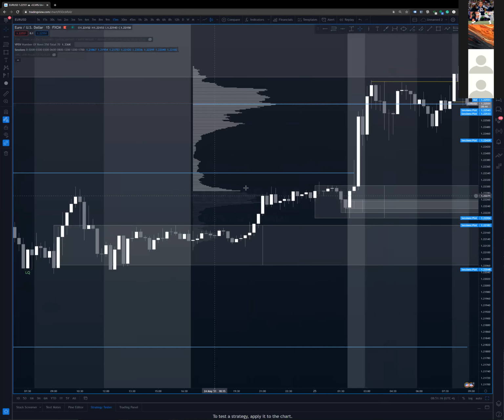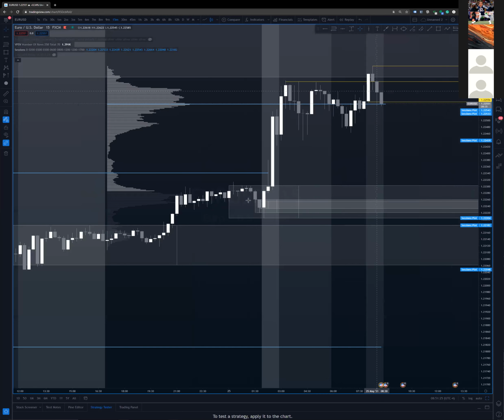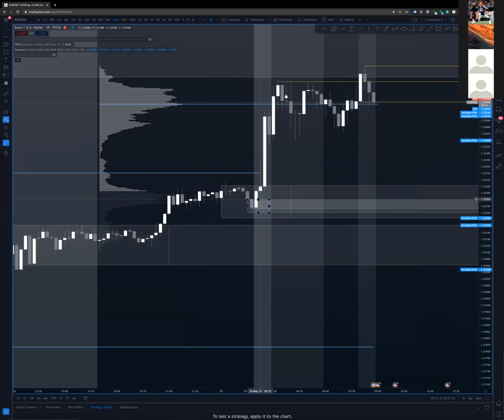Because as you can see, the higher volume was right here. So this was the actual range that was created, or consolidation, before price took off. So I'm expecting the order block to be within here, which caused that break of structure. If not, then I'm looking for my next area.